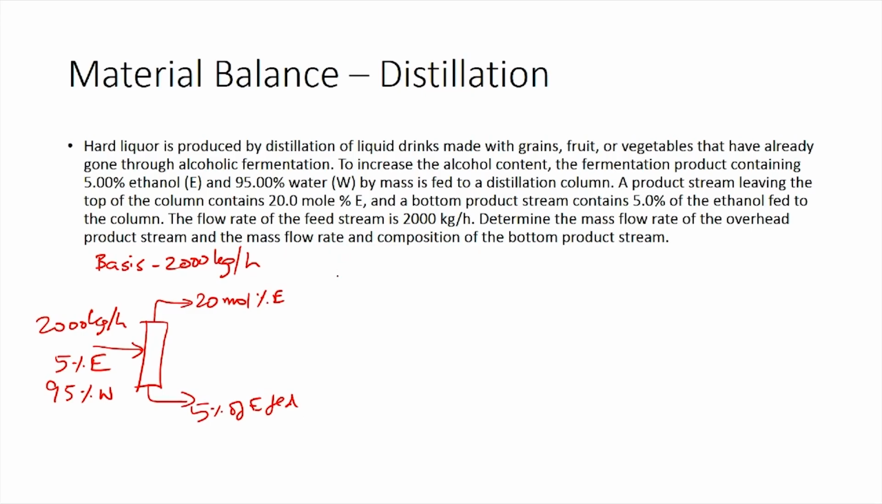So we will start with a basis for this conversion alone as 100 moles of distillate. And as we did in the example problem in the earlier class, we will build a table which will help us to convert these mole percentages to mass percentages.